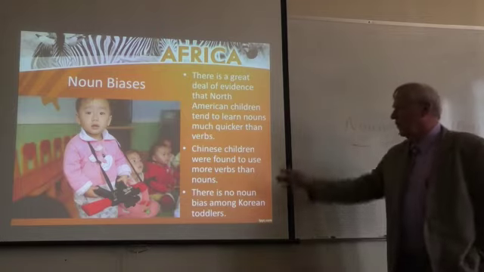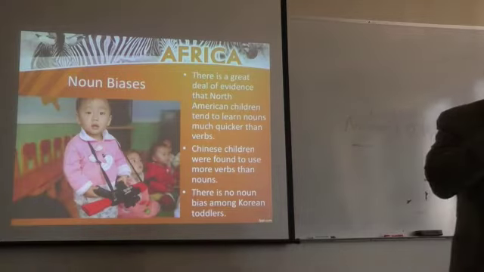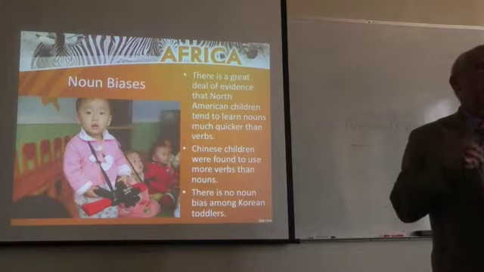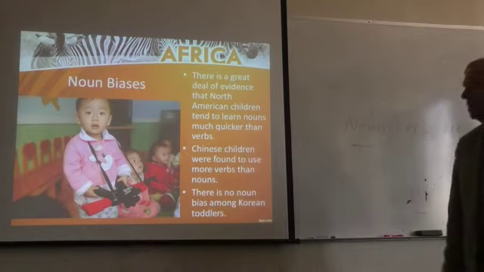Chinese children were found to use more verbs than nouns because the verbs are very important. The nouns are sometimes understood in Chinese, so they don't even say them. So their sentences are primarily verbs with an object, but there's no subject to the sentence because the subject is understood.